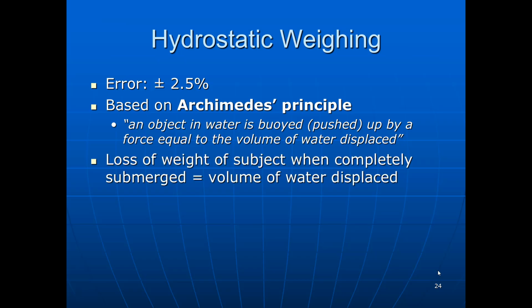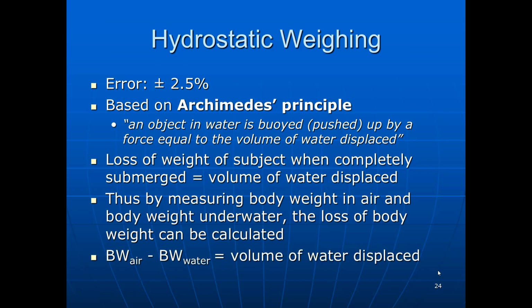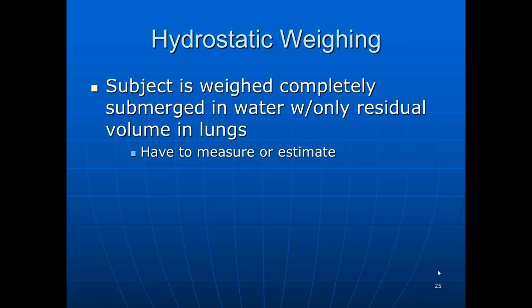So in other words, we look at the loss of weight of the subject when completely submerged. You weigh so much on land, you get in underwater, you're going to weigh a lot less. You consider that difference, and that's going to be proportional to the volume of water displaced, which is basically going to be the volume of your body. So in this technique, you measure your body weight in air and body weight underwater, and we use that to estimate body density.